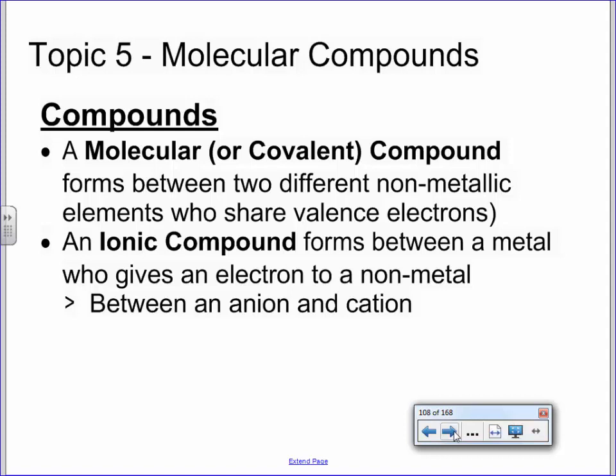Now there's 2 different ways we're going to learn about this. The first way, the molecular or covalent way, is where 2 different non-metals combine together. And you guys already know one of these, carbon dioxide.